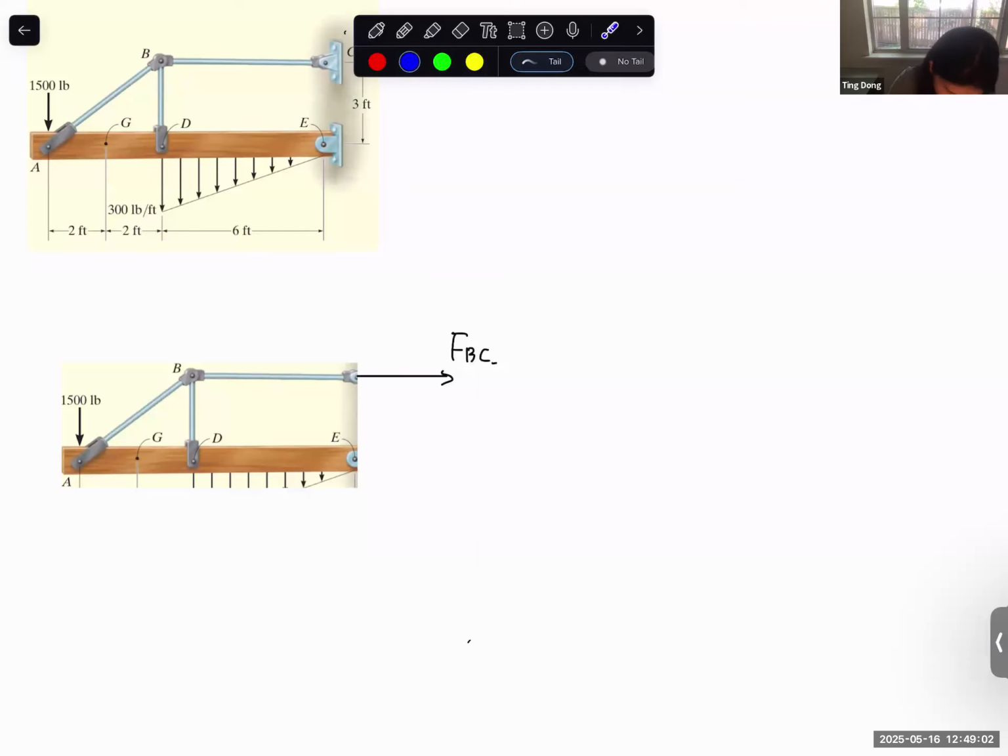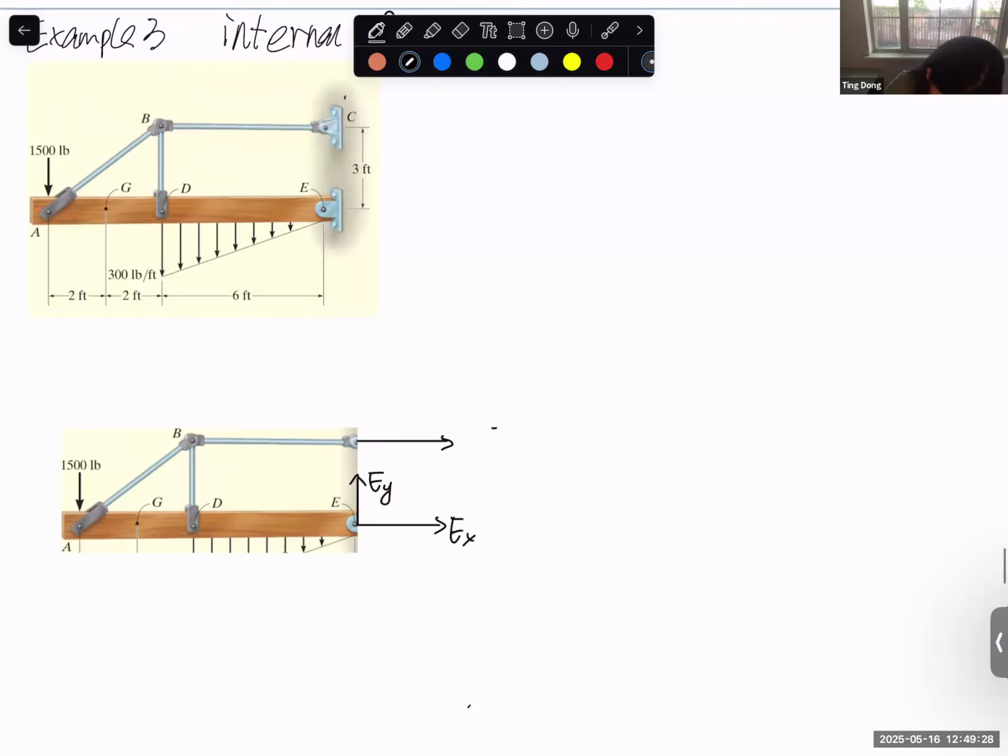And we have this force, and we also have the X and Y at point E. So again, it doesn't matter, but let's put it here just in case you guys are confused about why I didn't put a force here. Since we separate from the boundary condition, I put the EX, EY. Let's change this one to, since this is C point, CX.